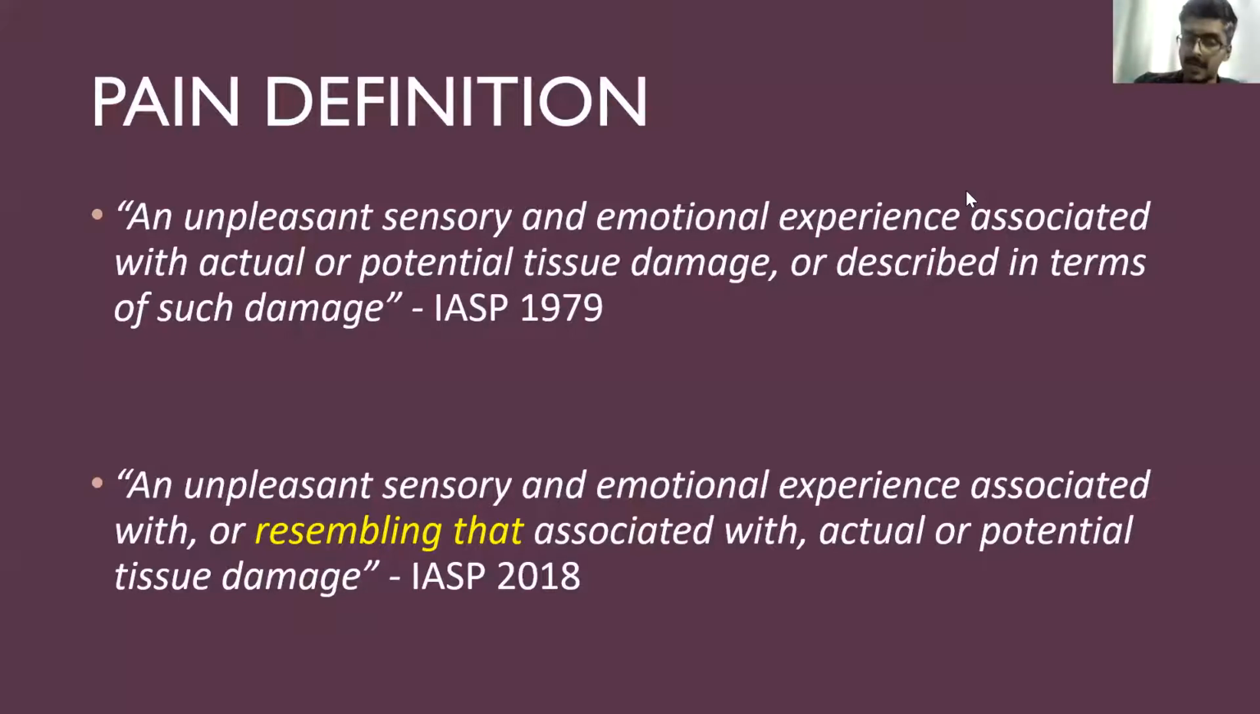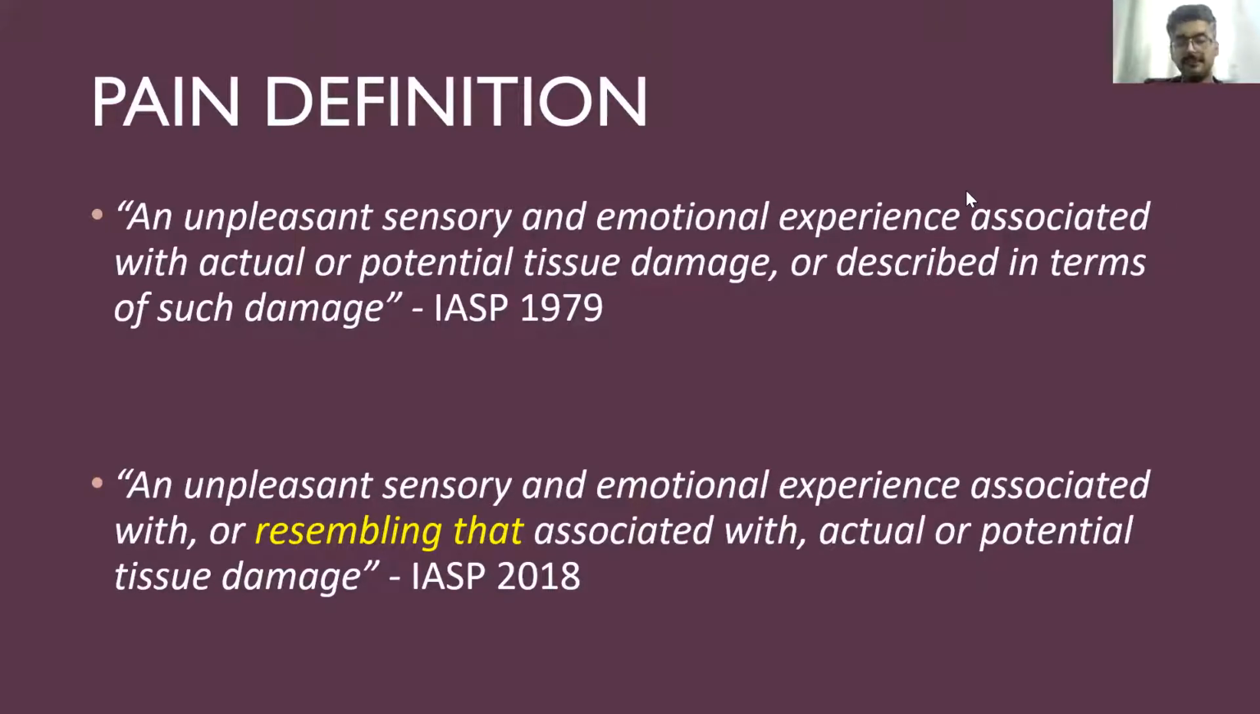After around 40 years, IASP has finally changed this to: an unpleasant sensory and emotional experience associated with, or resembling that associated with, actual or potential tissue damage. This change in definition has primarily been because of our understanding that for a person to feel pain, there need not be actual or potential tissue damage. For example, in fibromyalgia there may not be any identifiable pathology or tissue damage, or in phantom limb pain, where there is no tissue at all, let alone tissue damage.